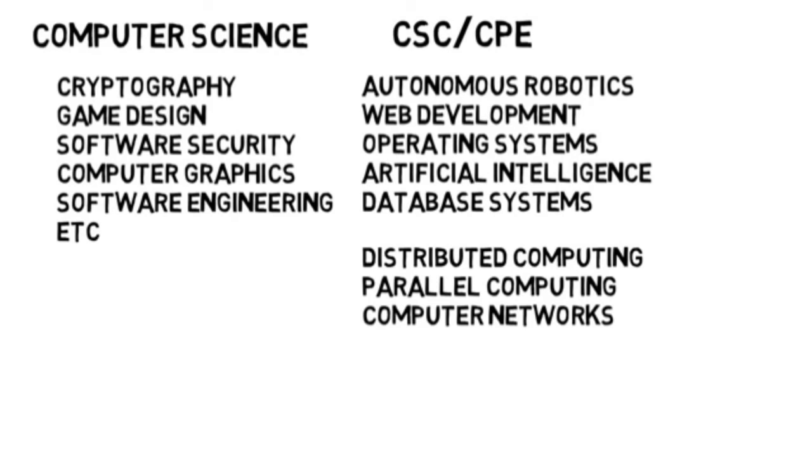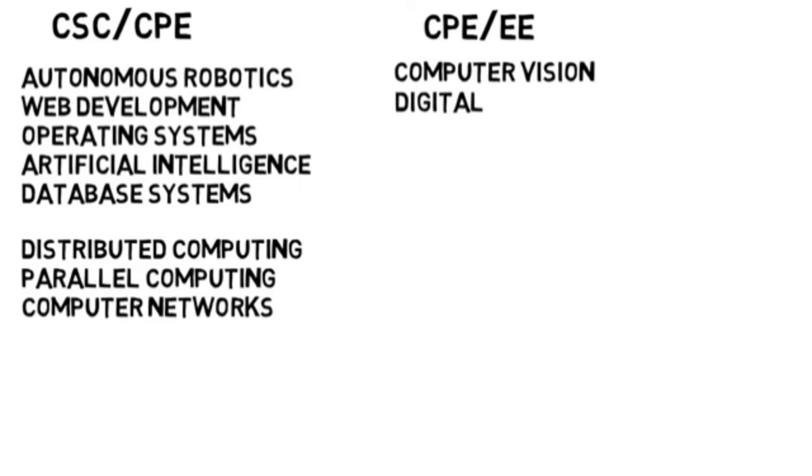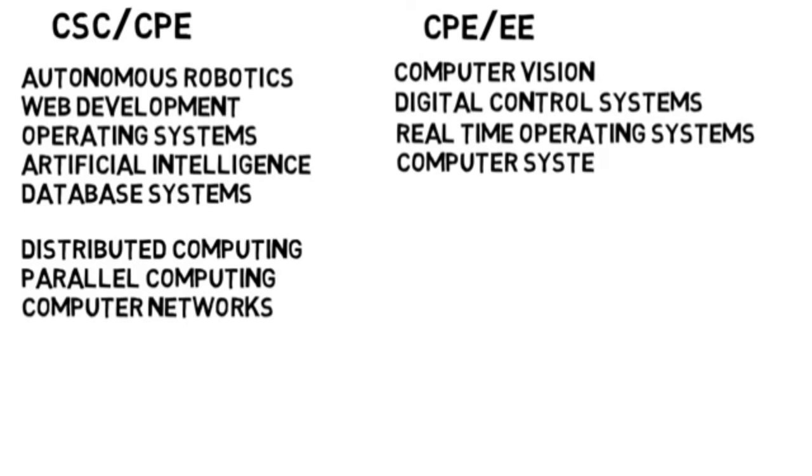But then there are electives that are more computer engineering or electrical engineering based that computer scientists usually would not take, including computer vision and learning image processing methods, digital control systems and how computers are used in control systems, real-time operating systems, computer systems, digital systems design, and so on. Often for these, a prerequisite is the embedded systems class I mentioned before with the digital thermometer, or sometimes the electronics classes that you take.